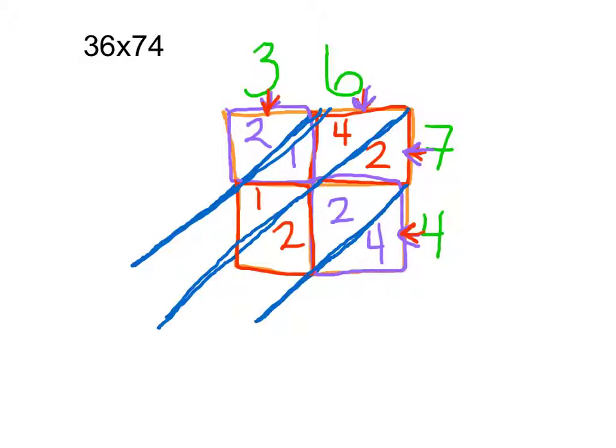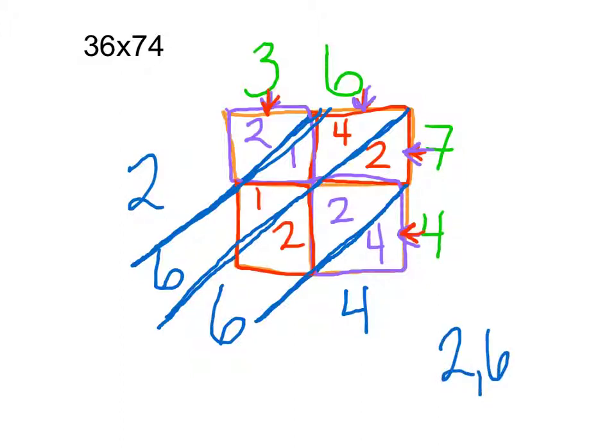So I have 4 plus nothing is 4, 2 plus 2 plus 2 is 6, 4 plus 1 plus 1 is 6, and 2 plus nothing is 2. So my answer for 36 times 74 is 2,664. I have another 2 digit by 2 digit, so I need to make my lattice box.